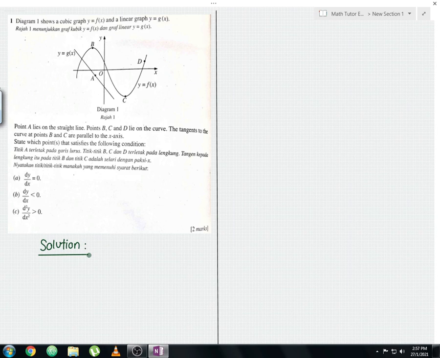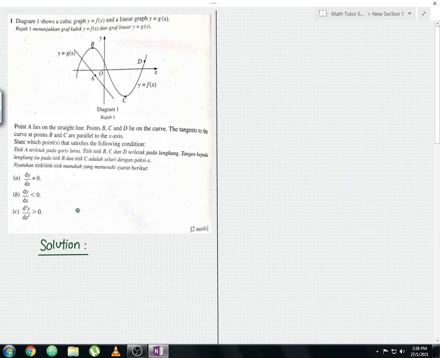Okay, let me read the question now. Diagram 1 shows a cubic graph y equals f(x) and a linear graph y equals g(x). Point A lies on the straight line. Points B, C and D lie on the curve. The tangents to the curve at points B and C are parallel to the x-axis. State which points satisfy the following conditions. You have three conditions here: dy/dx equals 0, dy/dx less than 0, and d²y/dx² more than 0. So this is the overall question.